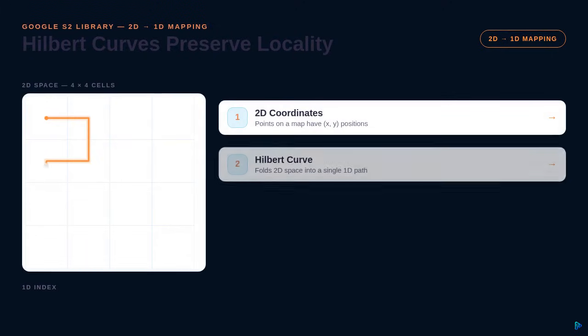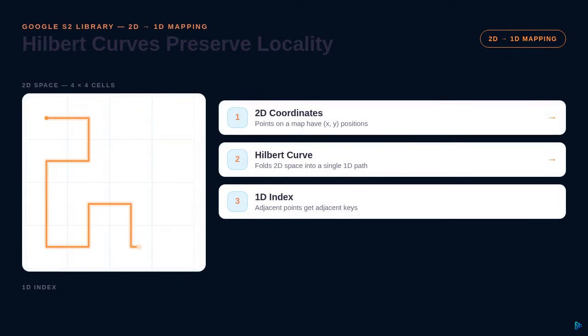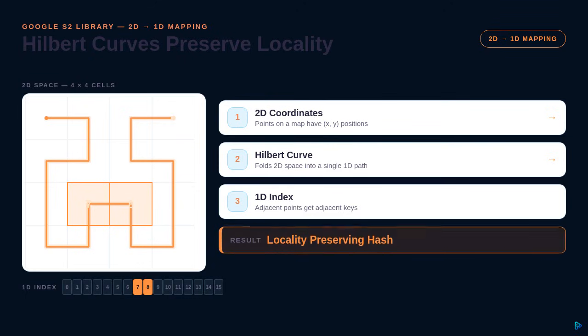Google's S2 library takes this further by using Hilbert curves. It maps two-dimensional coordinates onto a one-dimensional line while preserving locality. This means that points that are close together on the map stay close together in the index. For a developer, this is huge. It means we can use standard B-trees or sorted key-value stores to perform incredibly fast range scans.